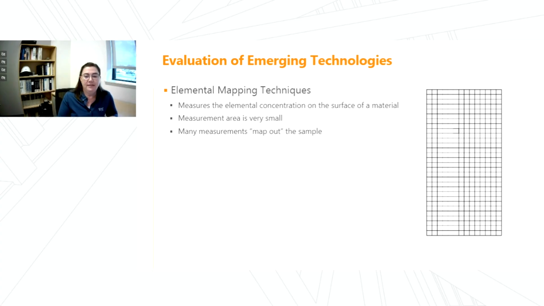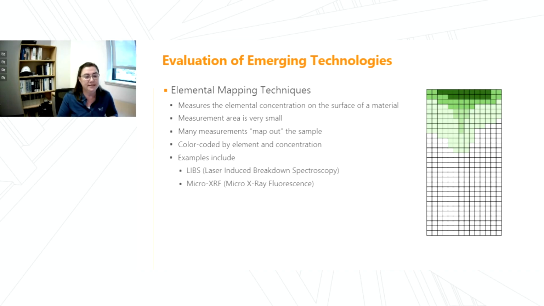When you get your data, that data can be color-coded based on your element and also the concentration of that element. So what you end up with is almost basically a picture of exactly where those elemental concentrations are on your sample. And two examples of this type of mapping technique include LIBS, which is laser-induced breakdown spectroscopy, and also micro XRF, or micro X-ray fluorescence.